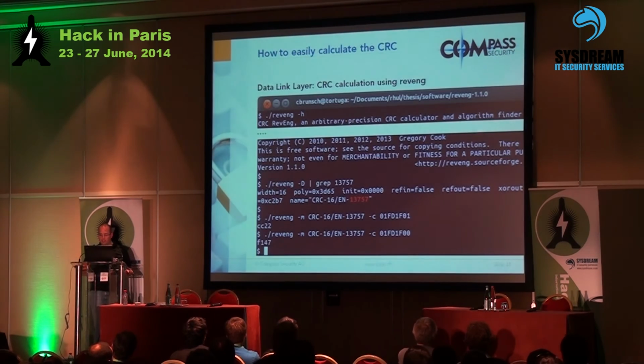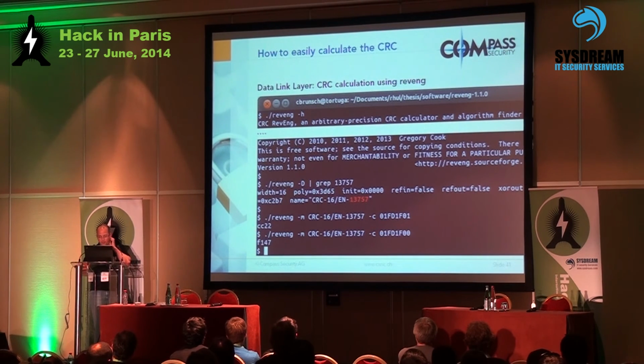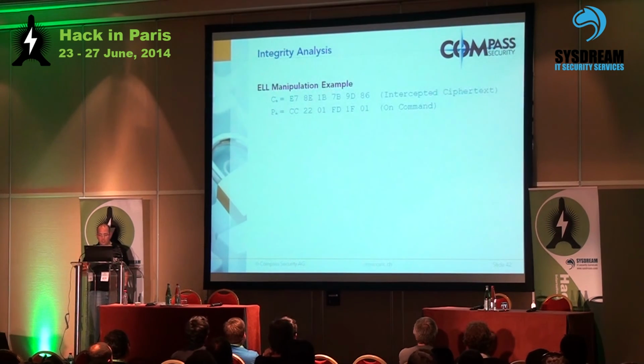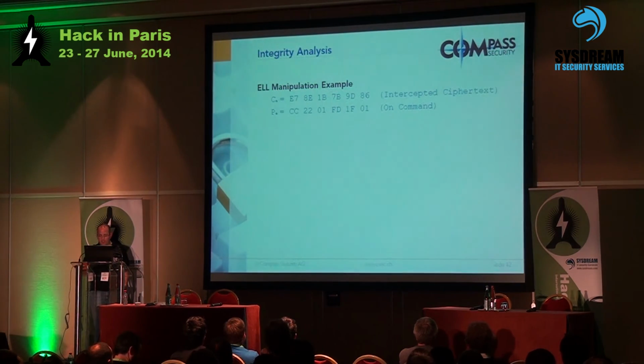There's a little neat tool, it's called Revenge, which you could use to calculate your CRCs for various polynomials. And what I did is I basically calculated the CRC over this switch on command, and I also calculated the CRC over the switch off command, which is F147. And then there's again a little mathematics.